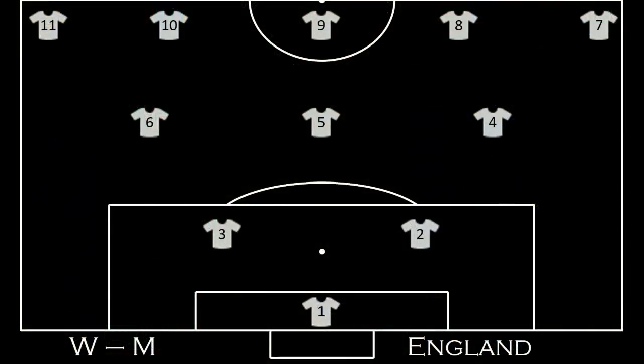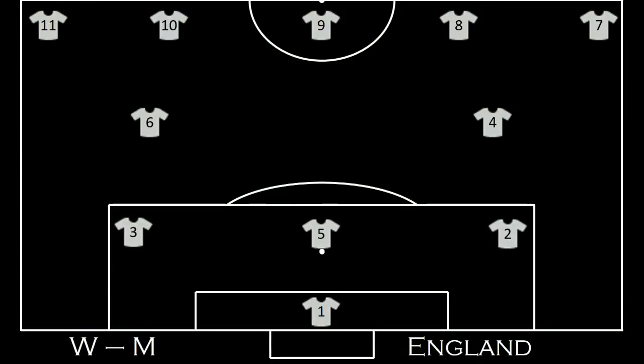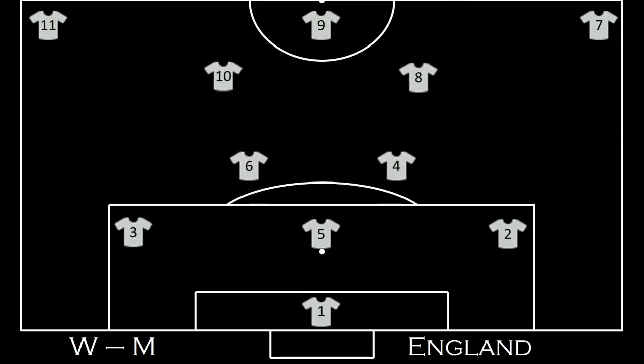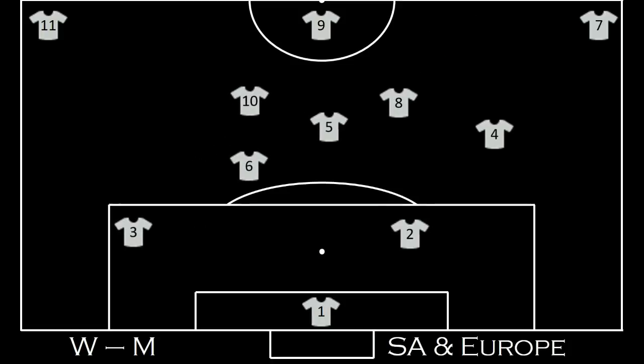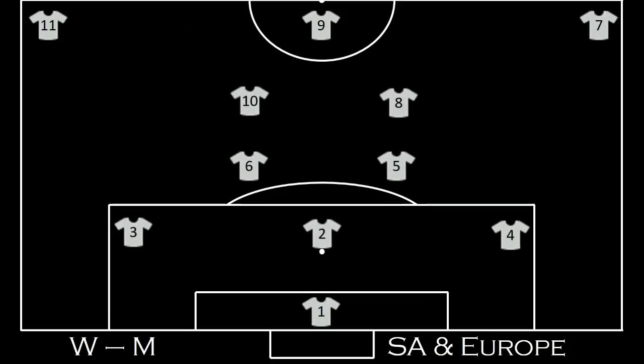In England, the number 5 player from the original formation dropped to be a fullback, and the number 2 and 3 players split wider. The number 4 and 6 players became defensive midfielders, and the number 8 and 10 players dropped back off the forward line to become attacking midfielders. Over in South America and continental Europe, the number 4 player was generally the one to become an additional fullback, with the number 5 player staying in midfield.